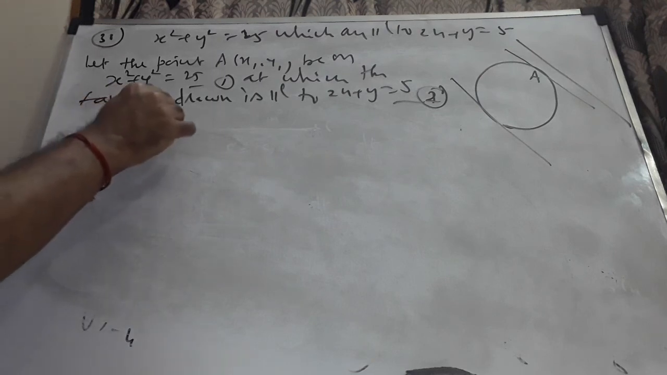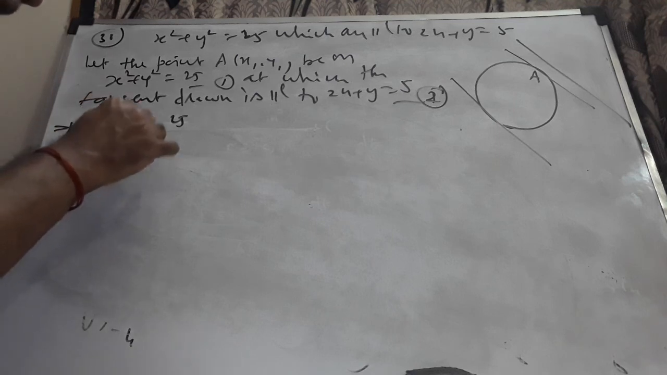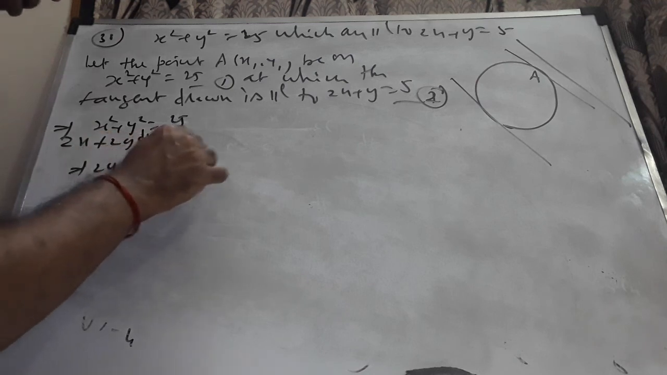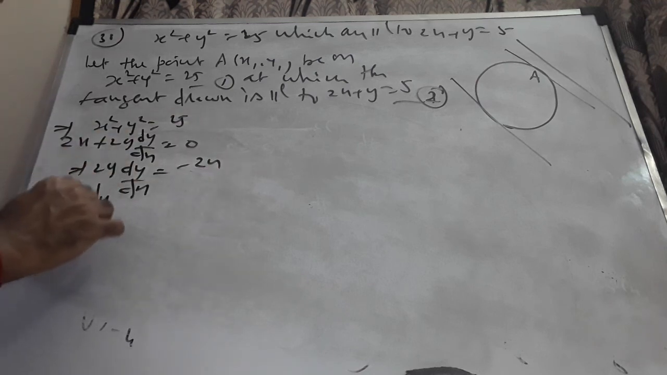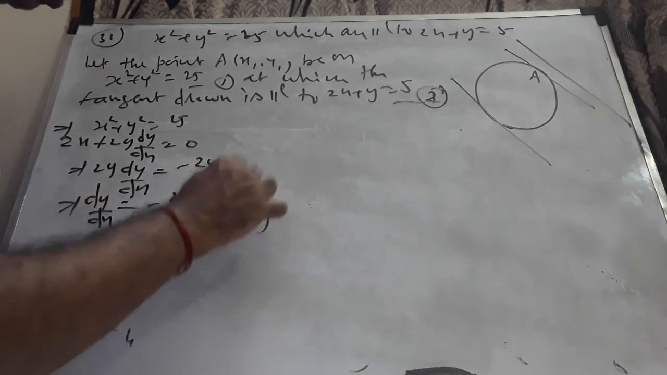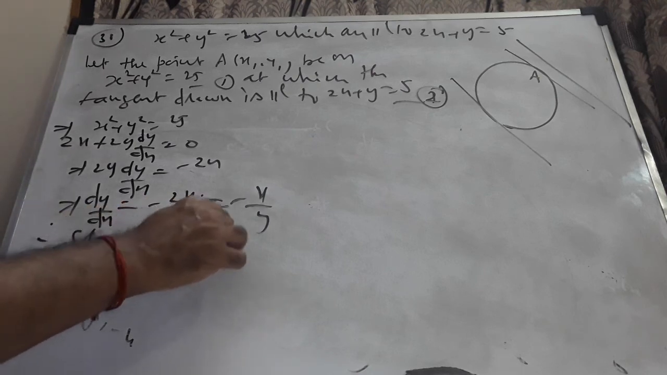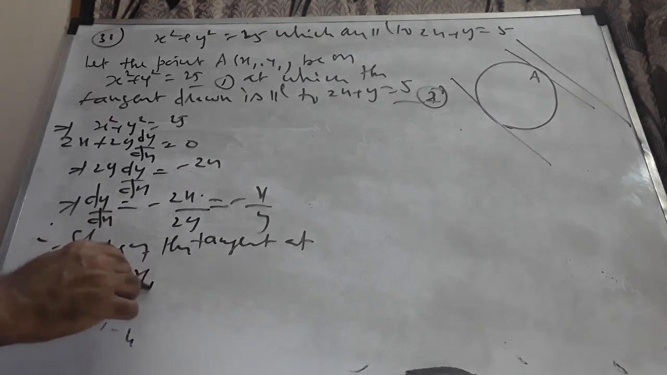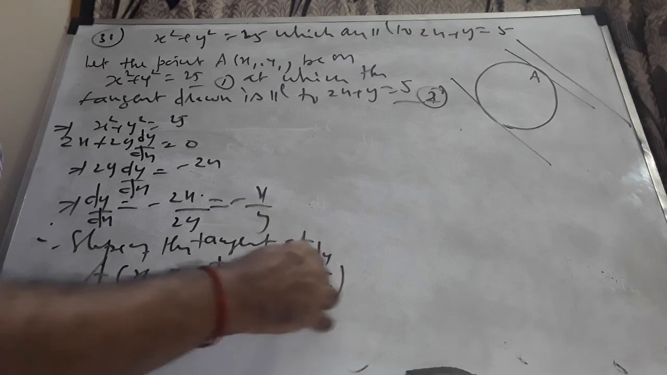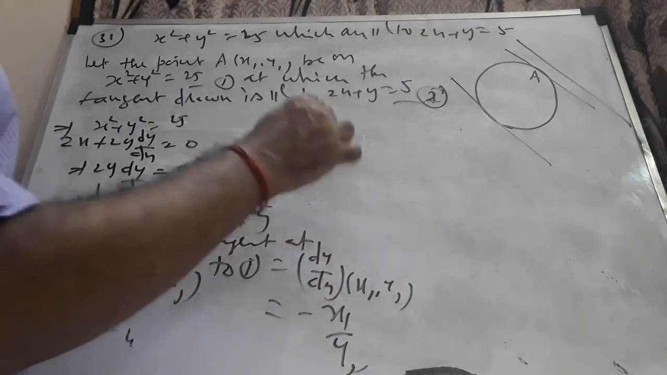Now x square plus y square equal to 25, which implies 2x plus 2y dy by dx equal to 0, which implies 2y dy by dx equal to minus 2x, which implies dy by dx equal to minus 2x by 2y, which is minus x by y. Therefore, slope of the tangent at (x1, y1), let us say A, will be equal to dy by dx at (x1, y1), which is minus x1 by y1.